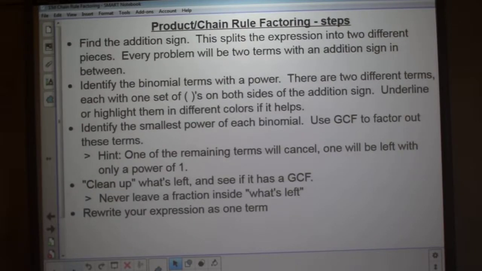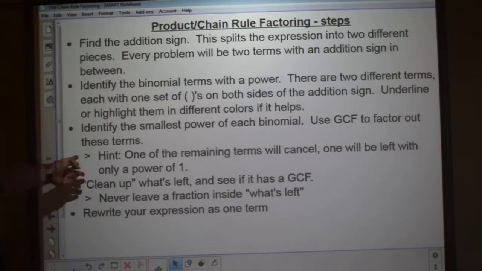So what are our steps for factoring? Find the addition sign. That splits it into two different expressions, two different parts. Identify the binomial. The binomials are the things in parentheses. There will be two different ones, each with a set of parentheses on each side. Underline them or highlight them in different colors if it helps. Identify the smallest power of each binomial. That's what we're going to factor out because it's the greatest common factor.